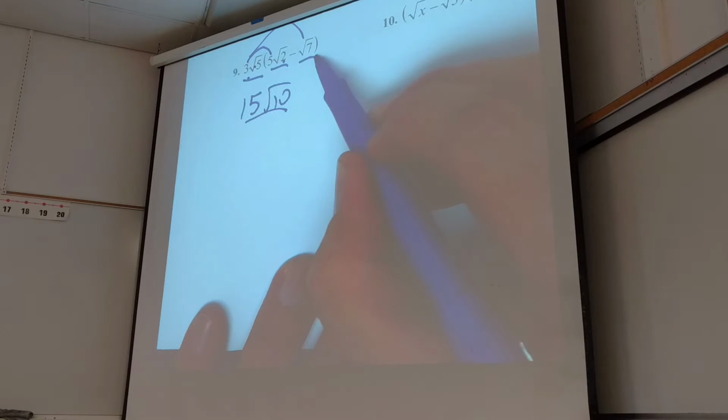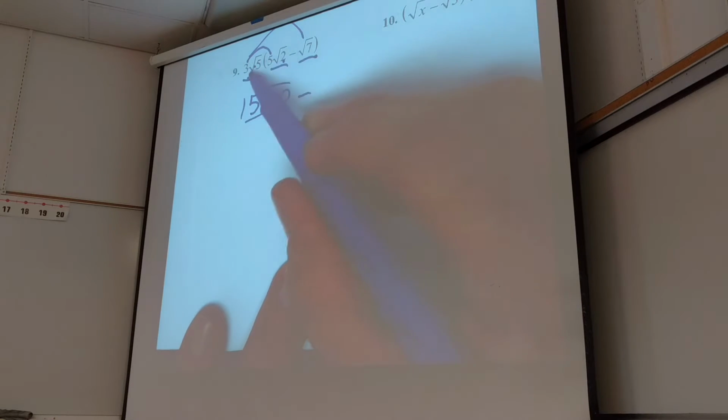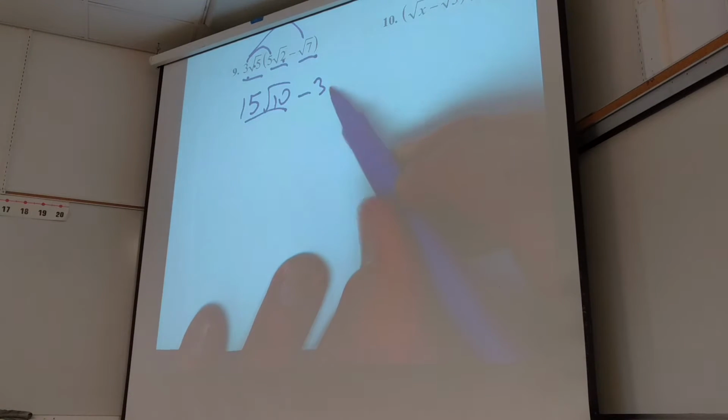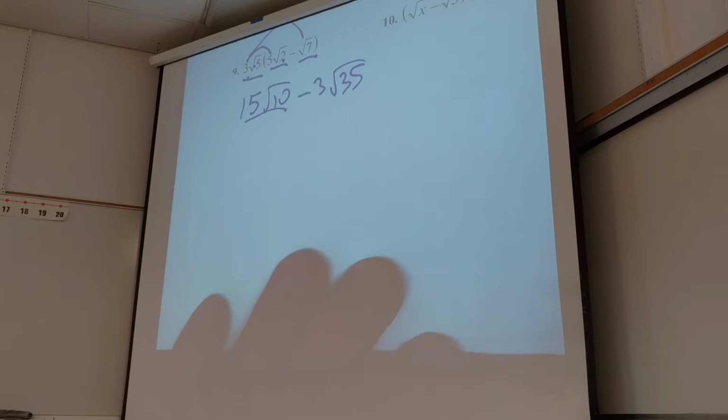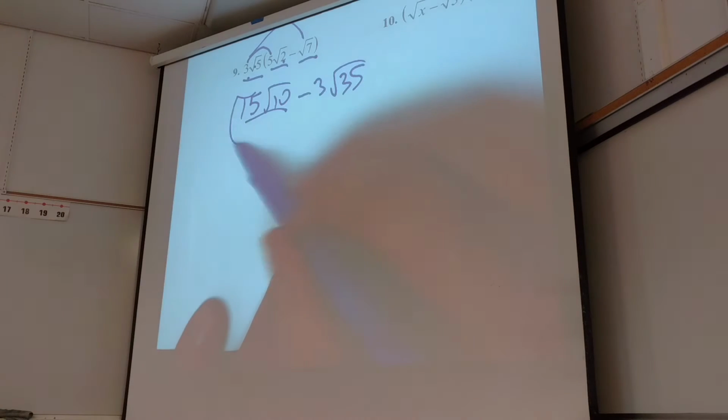So that times that is this term. That times this will become 3 square root of 35. Now, I understand that part of you wants to go further. You're like, that can't be it. There's only one thing. But you're done. Why? How do I know I'm done?